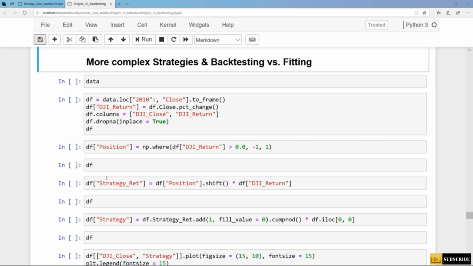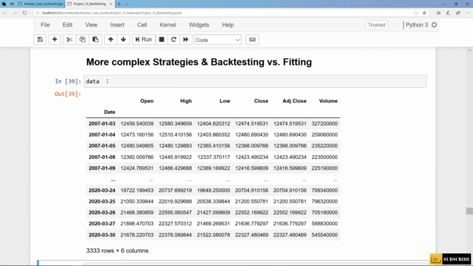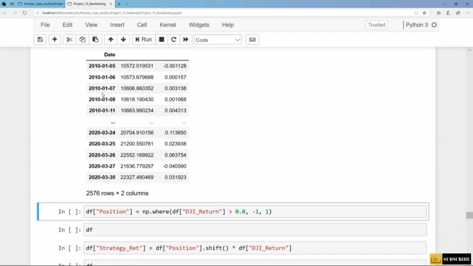And this is called forward testing. This concept is pretty similar to machine learning. You cannot test an algorithm on the training set. You need fresh data, the test set. And first of all, let's again restore the data frame DF with prices and returns of the Dow Jones index.